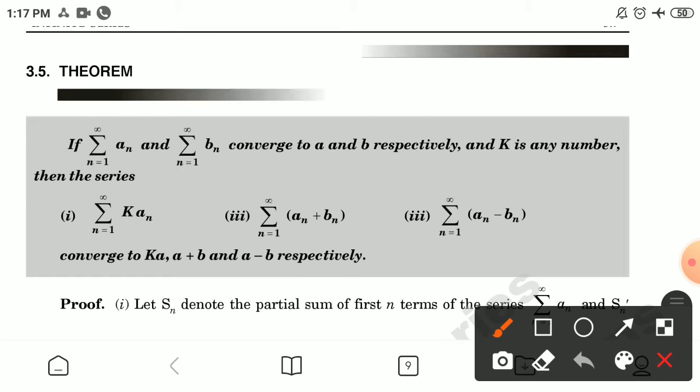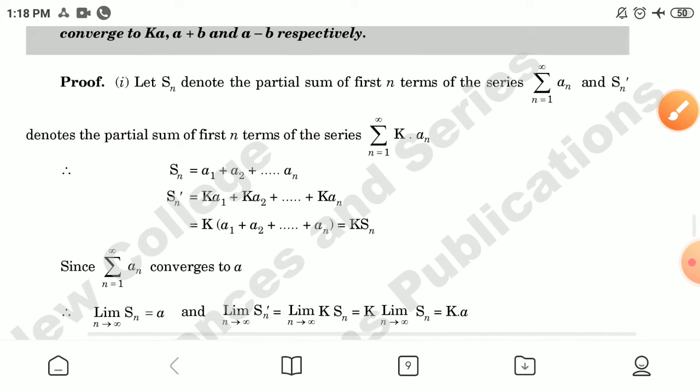Now, next theorem. If summation an and summation bn converge to a and b respectively, and k is any number, then the series, first, summation k an, n is from 1 to infinity. Second is summation an plus bn, n is from 1 to infinity. Third one is summation an minus bn, n is from 1 to infinity. Converge to ka, a plus b and a minus b respectively. Now making the proof.